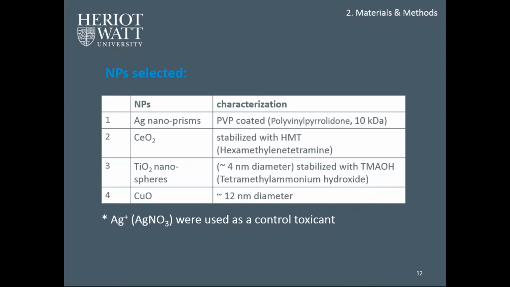The nanoparticles that we used for this study are commercially important nanoparticles with wide use. We used silver nanoprisms, PVP coated. We used cerium oxide nanoparticles stabilized with HMT, titanium dioxide nanospheres stabilized with tetramethylammonium hydroxide, and copper oxide nanoparticles. We also used silver ions from silver nitrate as a control toxicant. Silver ions are completely dissolved in water, in direct contrast with the nanoparticles, which are not soluble.